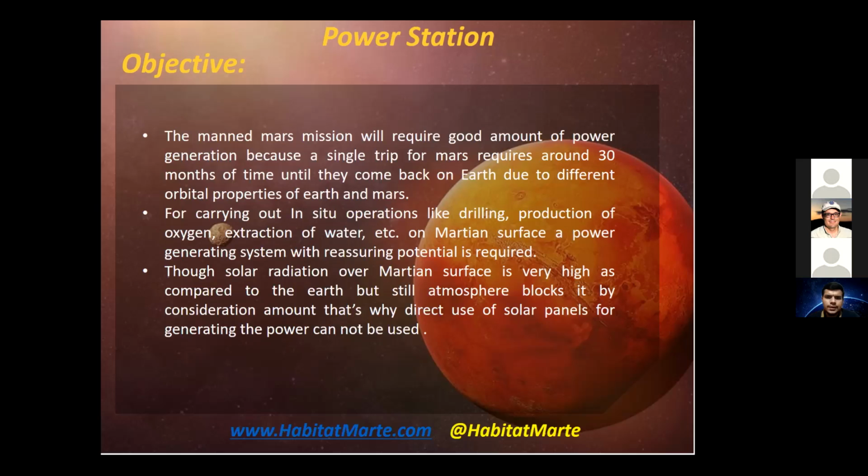As I said earlier, the solar radiance over the Martian surface is more than on Earth, but still the atmosphere blocks it by a considerable amount. That's why the direct use of solar panels for generating power will not be efficient on the Martian surface.